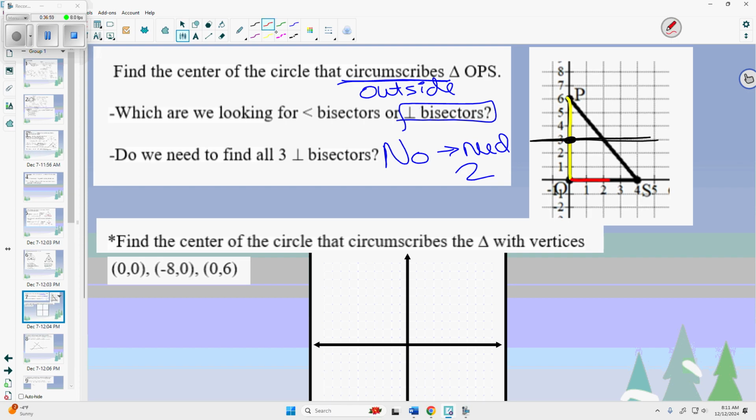I want to do the same thing with QS. Where is the halfway point? 2. It's horizontal. How do I go perpendicular? Vertical. What point is the center of the circle that circumscribes OPS? 2, 3, right here.